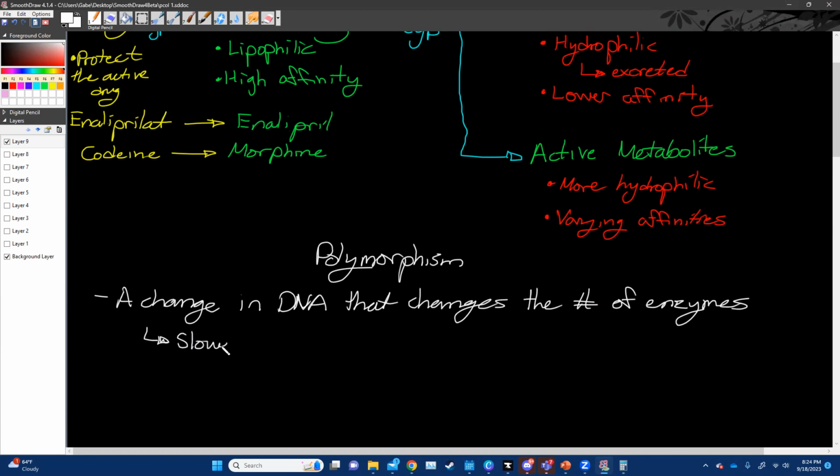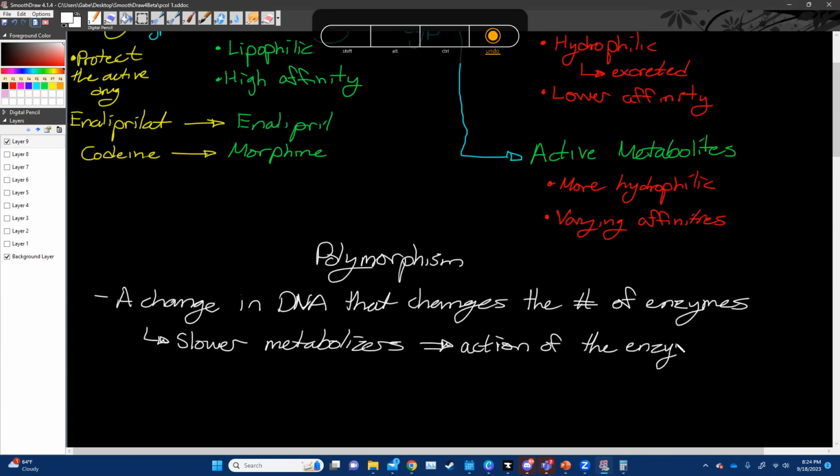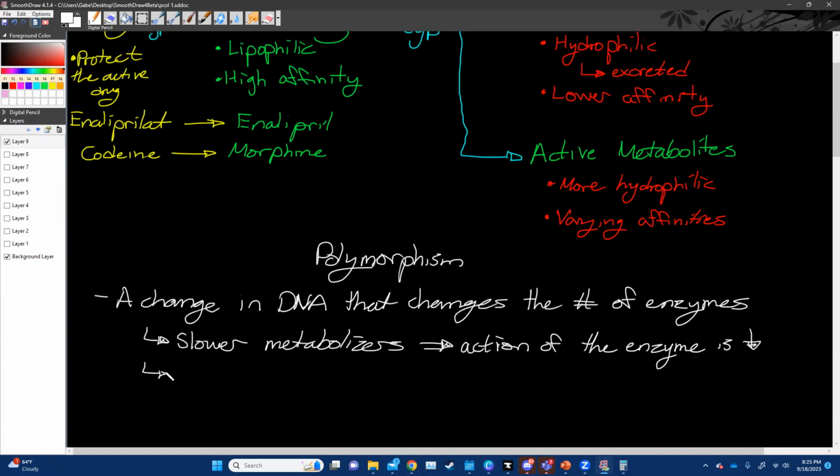So slower metabolizers have some sort of mutation in their gene where the action of the enzyme is reduced. Compare this with rapid metabolizers, where the action of the enzyme is increased. And then, of course, you have ultra slow metabolizers and ultra rapid metabolizers, which are even slower and even faster than everyone else.